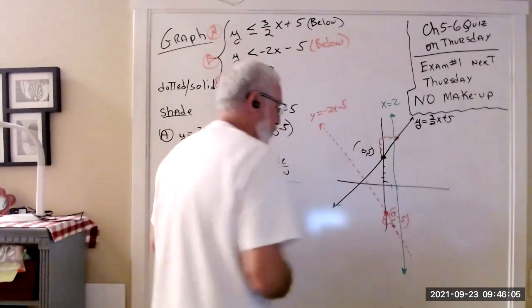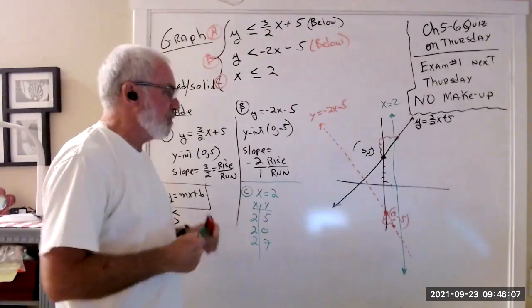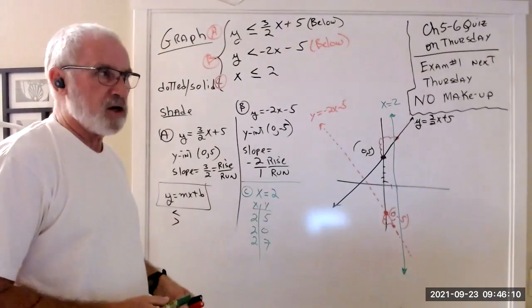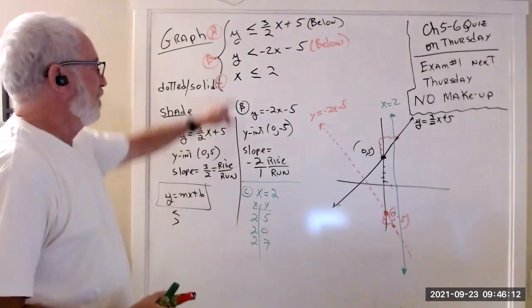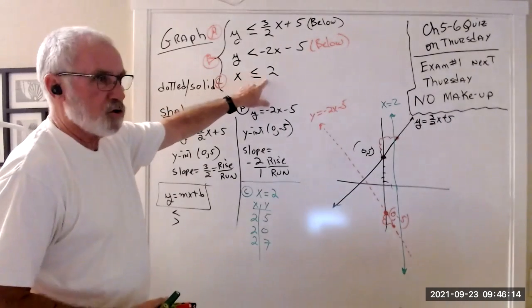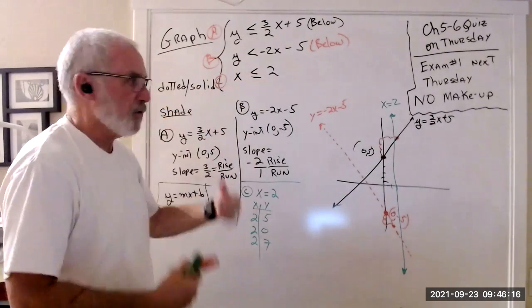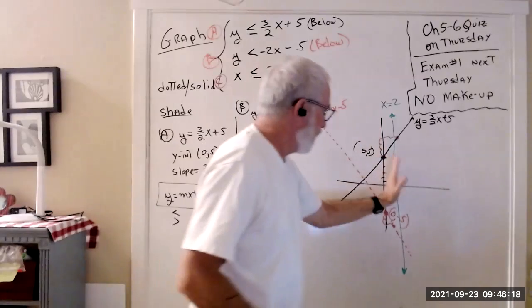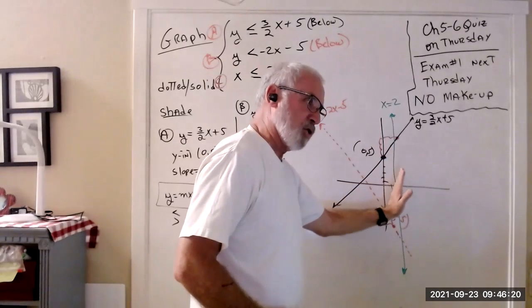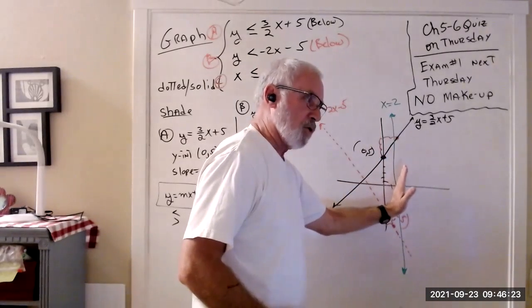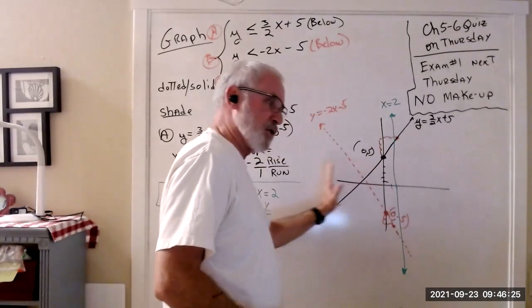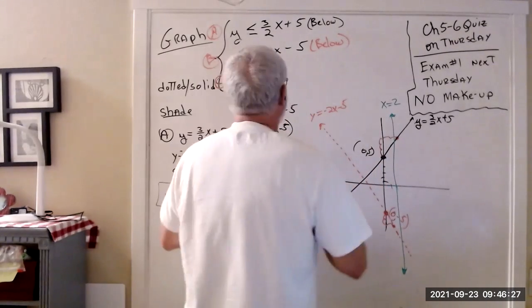Now, it's a little bit tricky to determine where to shade on this. But think about this: x is less than 2. x is smaller than 2. Well, this is the line where x equals 2, so to be smaller than 2 is this direction. So it's to the left.